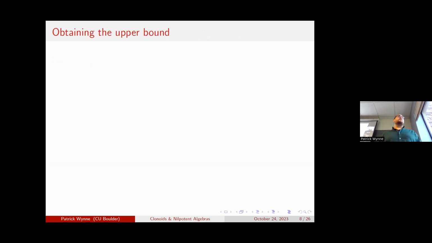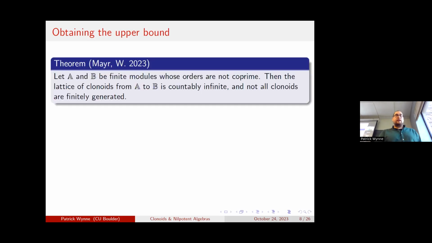Now we'll see that in some cases we actually obtain this upper bound, that actually for certain pairs of modules A and B, we actually get countably infinitely many clonoids. So for A and B finite modules whose orders are not coprime, the lattice of clonoids from A to B is actually countably infinite, and there exist non-finitely generated clonoids.